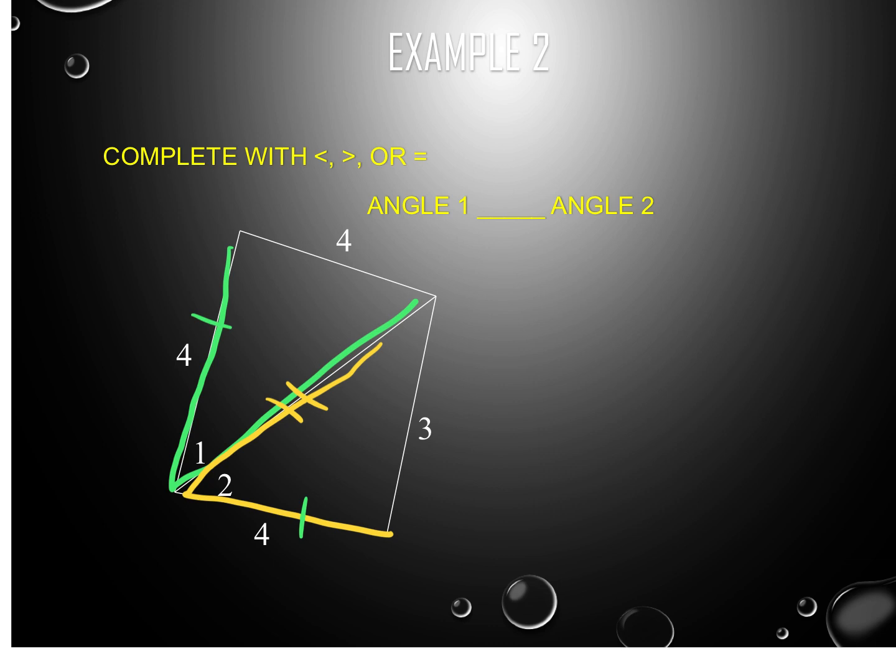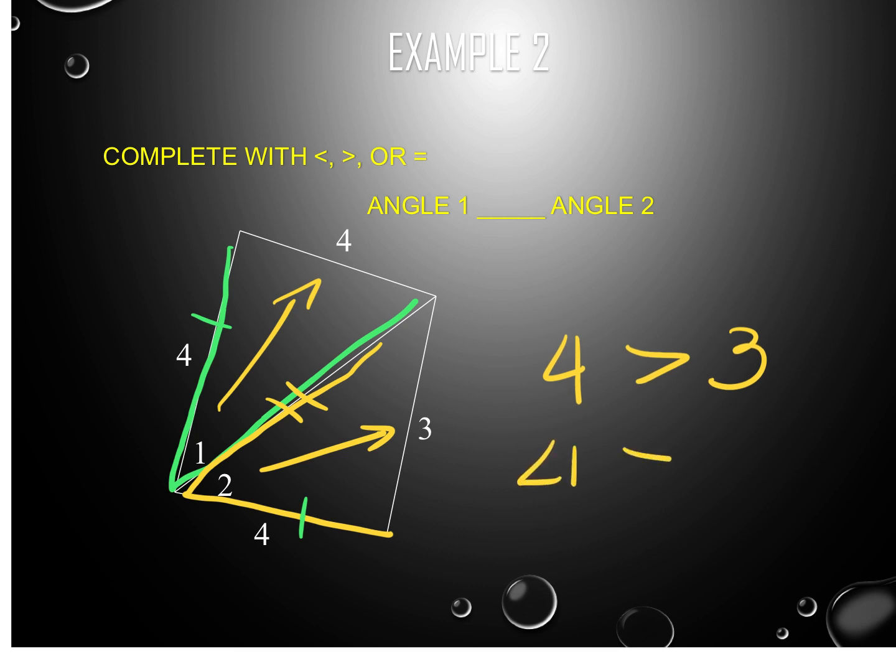So now the two sides I'm looking at to figure out which angle is bigger: angle 1 is across from the 4, and angle 2 is across from the 3. So because 4 is greater than 3, that tells me that angle 1 is going to be greater than angle 2. So you'll fill in the greater than symbol there, because angle 1 is across from the bigger side.